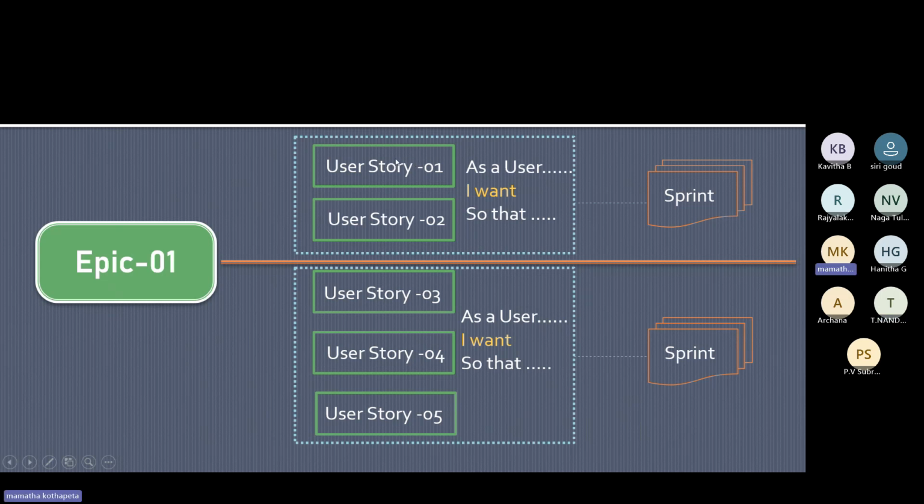Now, user story 1 and 2 are assigned to this particular sprint. It might be sprint 1, it might be sprint 2. This is how the allocation happens. Now, who will do the allocation? Scrum Master. Scrum Master will assign.